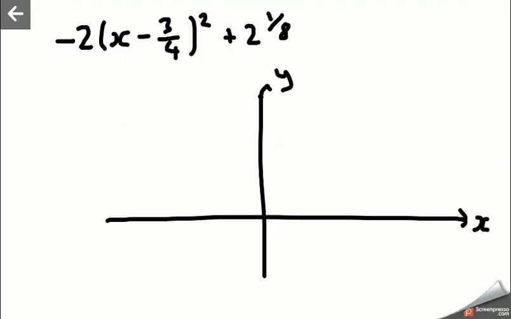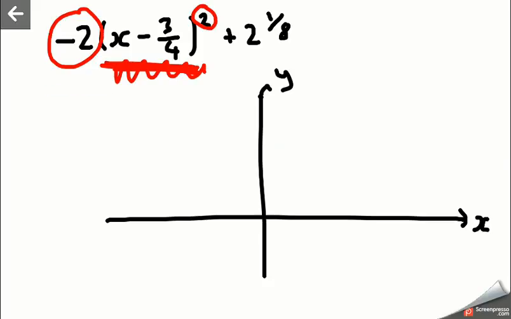Notice that because of this squared term, the smallest number this part can actually be is 0, because when you square something, it's always bigger than or equal to 0. And since we're timesing it by negative 2, the bigger this part is, the smaller this whole section is, and hence the whole thing is going to be less than or equal to 2 and 1/8.